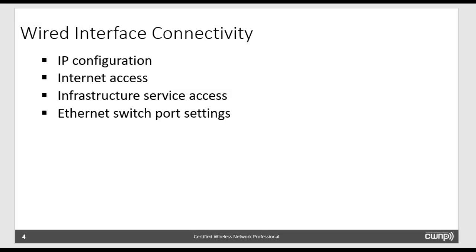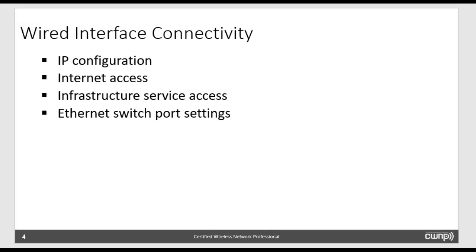Now, with the wired interface, most of the time that wireless AP is connected to a wired interface. So you need to make sure you understand the IP configuration, internet access, infrastructure service access, and maybe Ethernet port settings. Because several connectivity requirements should be verified when you're doing this AP installation. And of course, most of those include a proper IP address on the AP, if it's going to be given by a DHCP, making sure that's set up right.